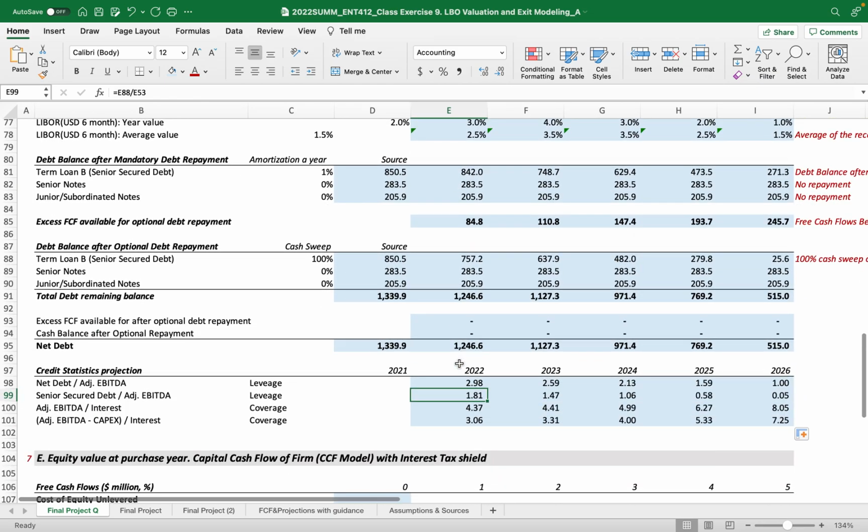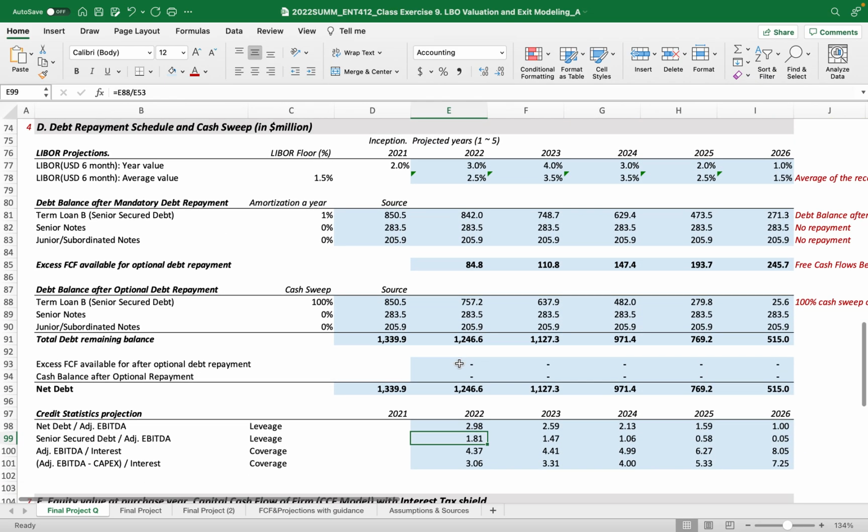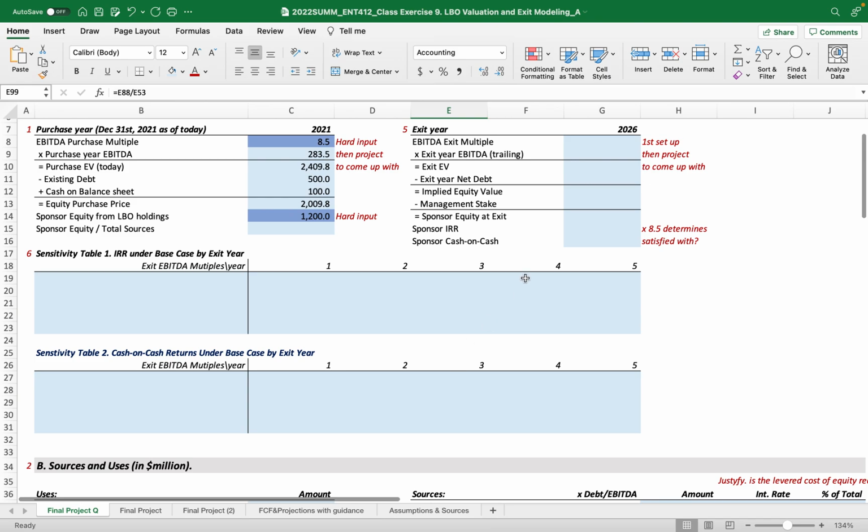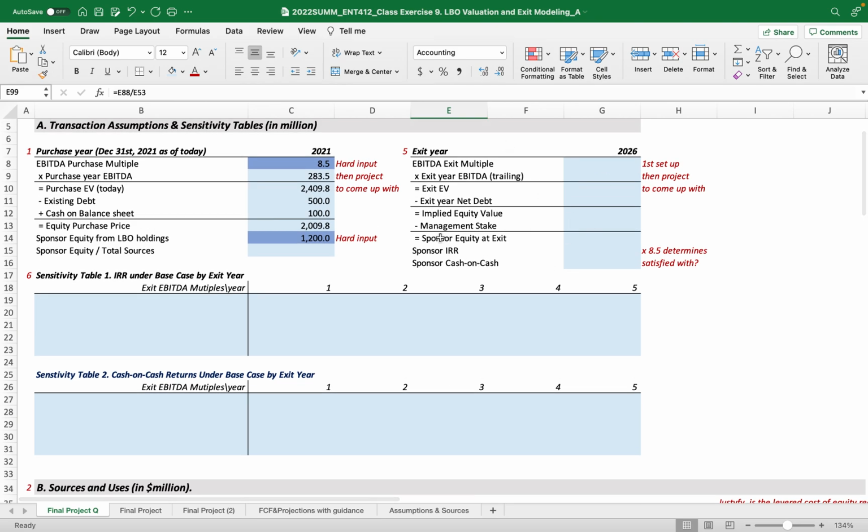Okay, now once we created this section 4, we will come back to the exit years multiple for the transaction assumption part, and then we'll complete the sensitivity tables in the next video clips.